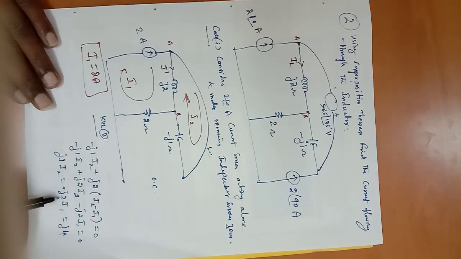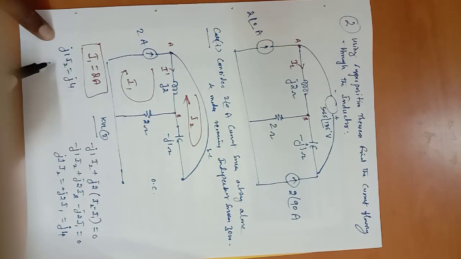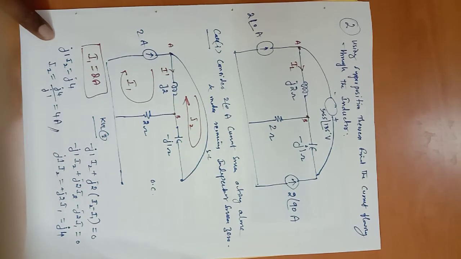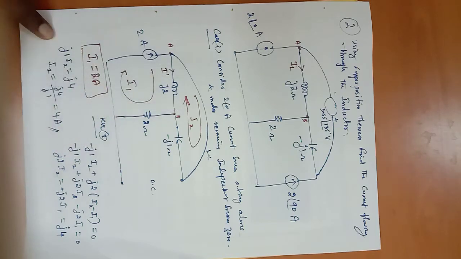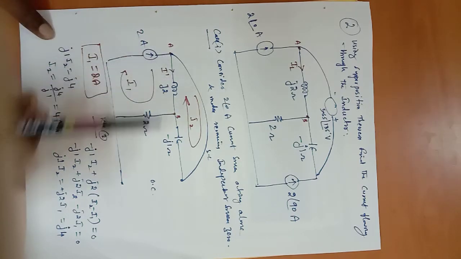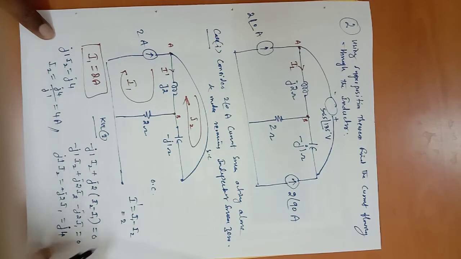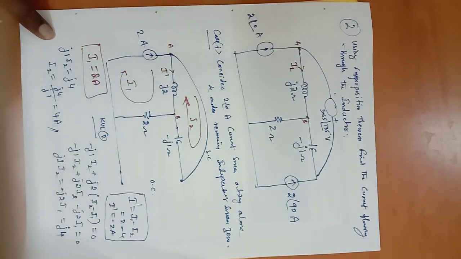J2 into 2 is J4. So J4 you got. So J1 I2 is equal to J4. I want I2, because I know I1. So I2 is equal to J4 by J1. The J's you can cancel, and 4 by 1 is 4 ampere. What is I2? 4 ampere. What do I want? I dash. What is I dash here? I1 minus I2. So I dash is equal to I1 minus I2. What is I1? 2. What is I2? 4. That gives minus 2 ampere. So I dash is equal to minus 2 ampere.